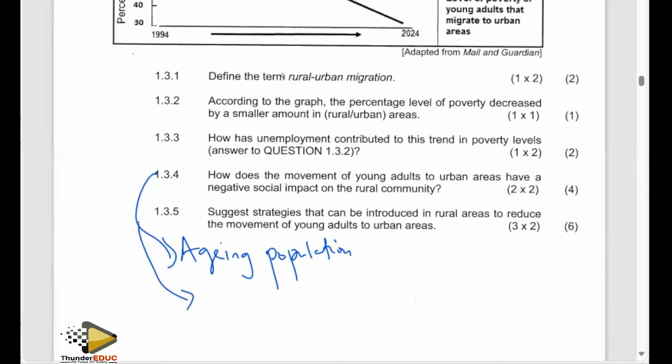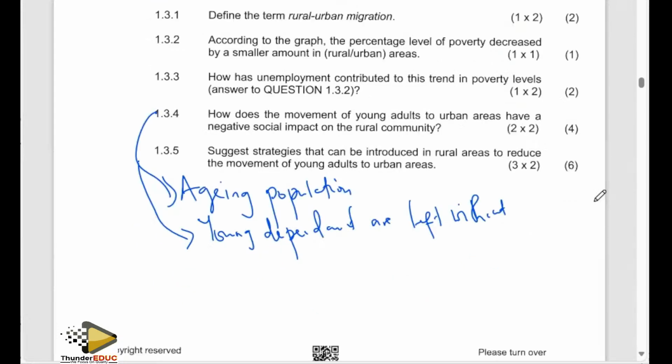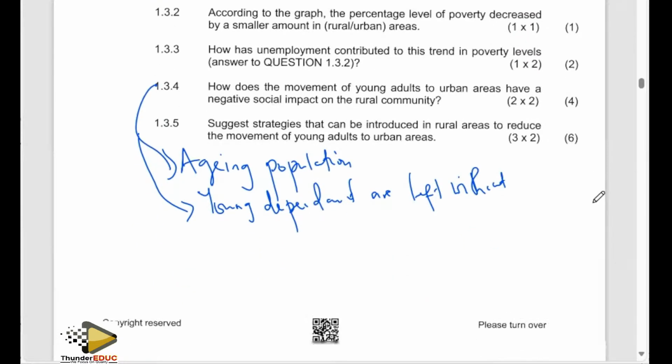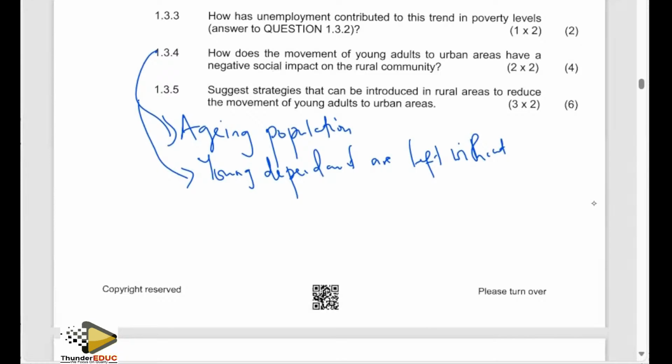And also you can talk of the impact on the young dependent. The young dependent are left without care. Those ones who are below the economically active age population are also left in the rural areas without proper care of the economically active population. So it's a social implication that we now have kids who are left behind, who are unattended, who are supposed to be attended by those young adults.